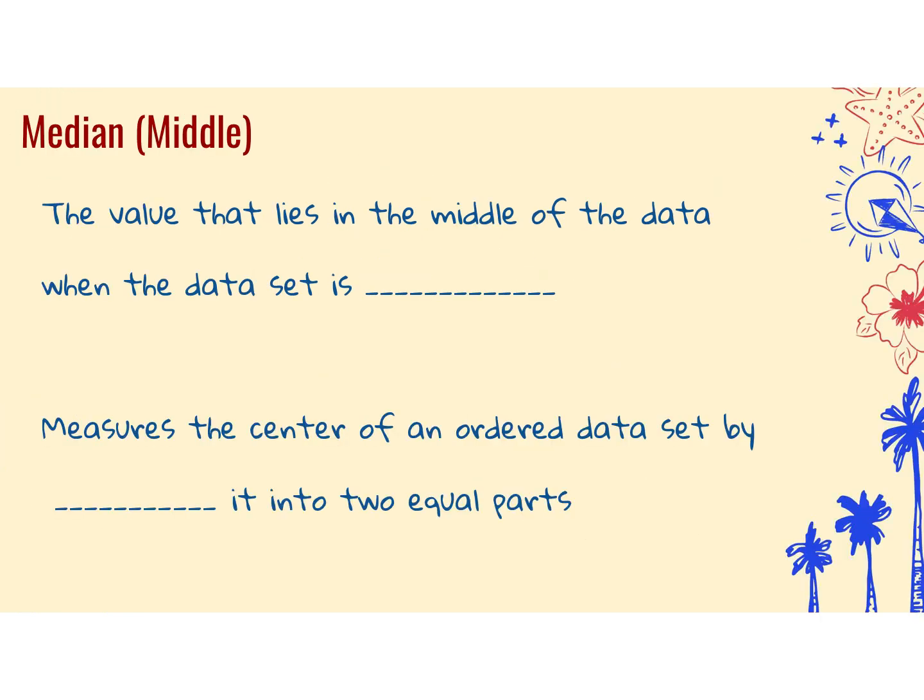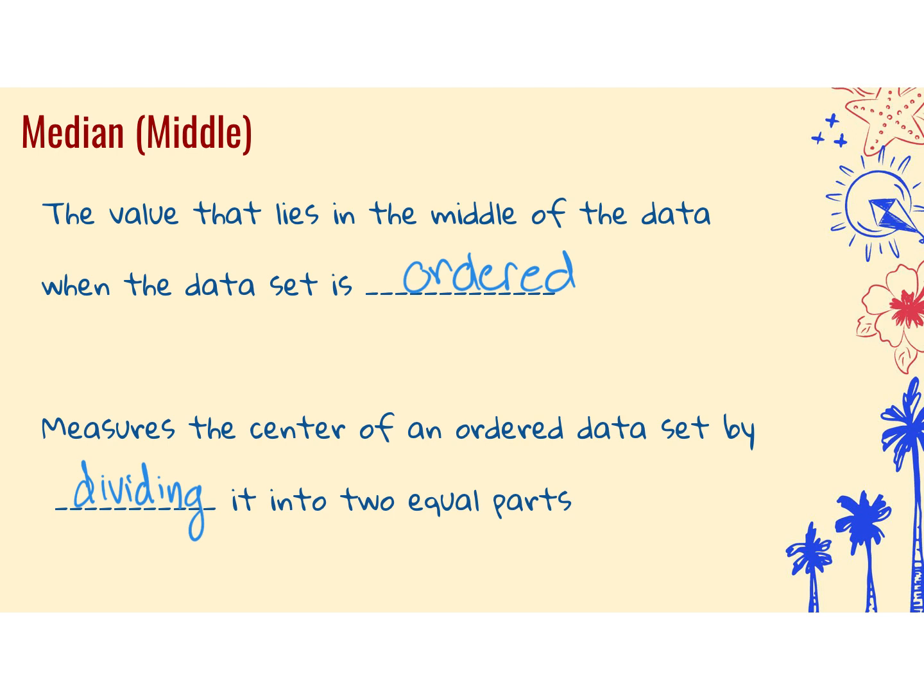Let's take a look at the median. That's our middle, okay? The value that lies in the middle of the data when the data set is ordered. So it can't just be randomly placed. It has to be from lowest to highest or highest to lowest. It doesn't matter which way you go, that middle is going to be the same either way. This measures the center of an ordered data set by dividing it into 2 equal parts.